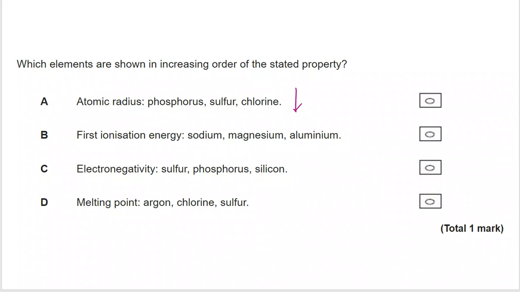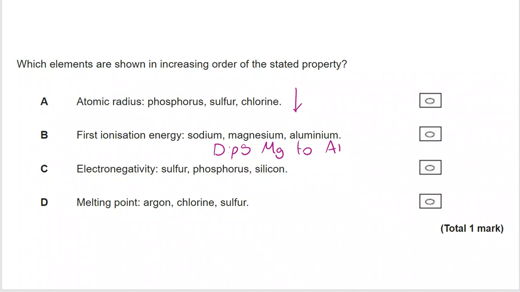If we then look at first ionization energy, well, we know that the general trend is that it increases, actually for the same reason as atomic radius decreases, because there's an increase in nuclear charge and no increase in shielding. However, there are exceptions, and one of those is magnesium to aluminium, where there is a dip because aluminium's outer electron is being removed from a higher energy 2p orbital.